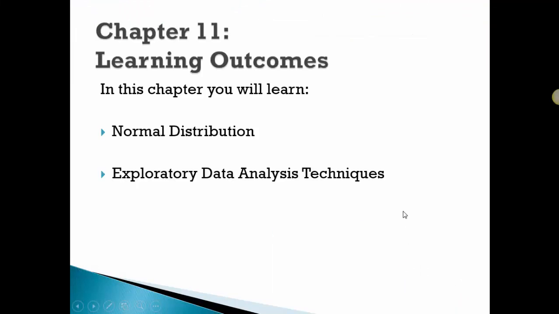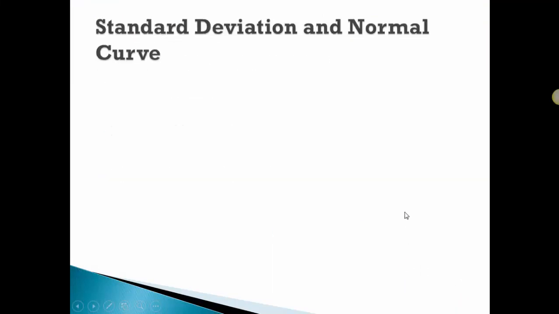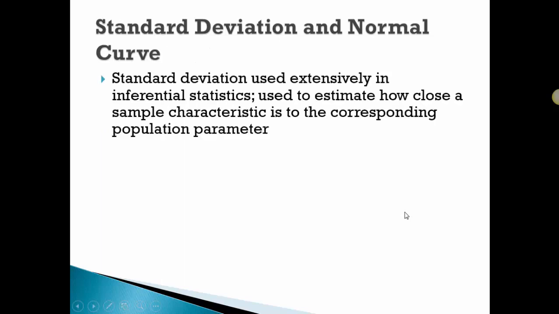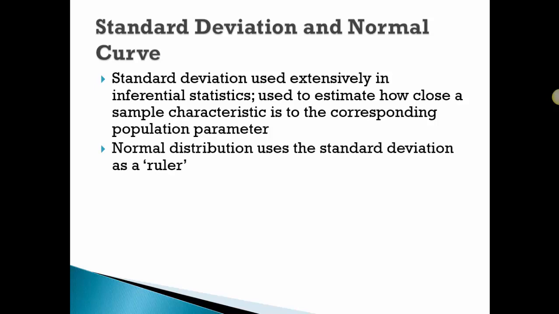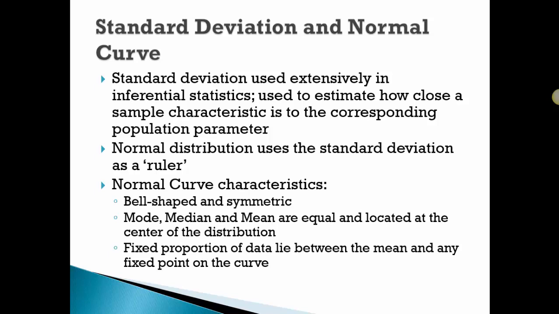So let's take a look at the standard deviation and the normal curve. The standard deviation is used extensively in inferential statistics, and it's used to estimate how closely a sample characteristic is to the corresponding population parameter. And the normal distribution uses the standard deviation as a ruler. The normal distribution characteristics: bell-shaped and symmetric, mean, median, and mode are equal and located at the center of the distribution, and a fixed proportion of data lie between the mean and any fixed point on the curve.